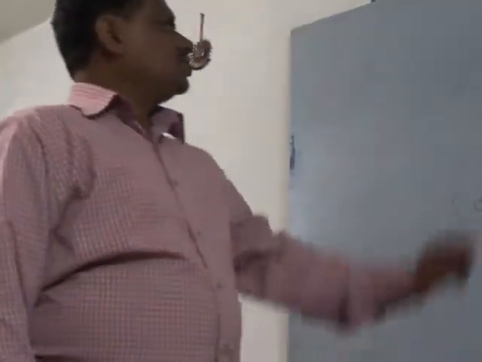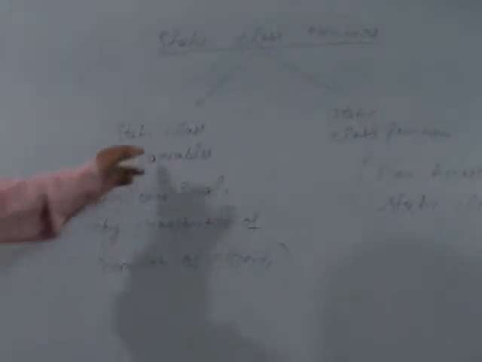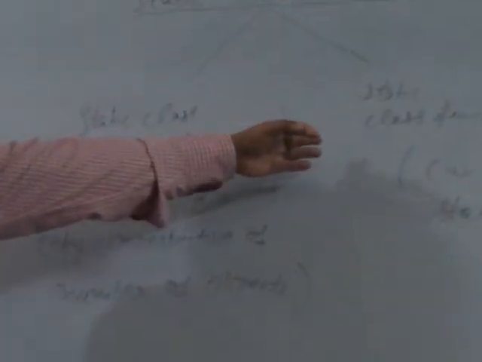Today we are going to discuss static class members. As far as static class members are concerned, they are of two types. One is static class variables, another is static class functions.